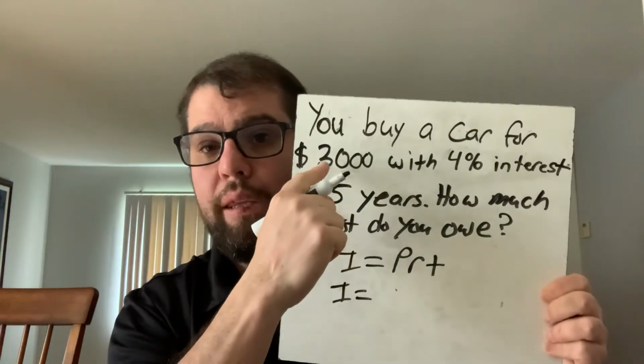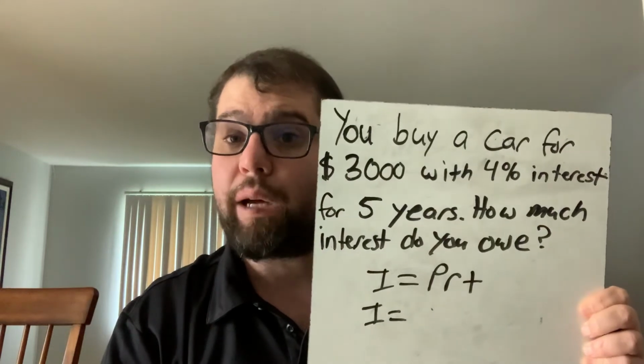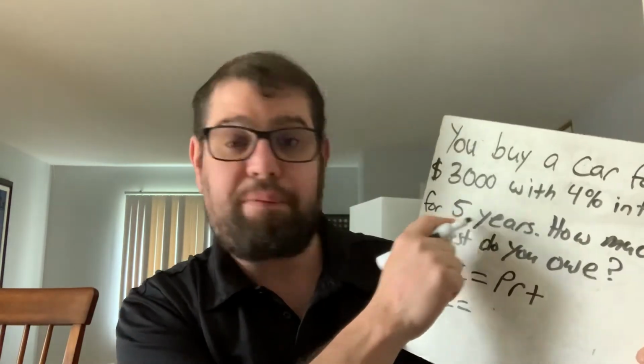So what do we always do? We write down the formula. I equals PRT, which means I equals P times R times T, as we learned in our video yesterday. How much was the car? $3,000. That's our principal. The interest rate was 4%, so I have to write that as a decimal, 0.04. And how many years? 5 years. So I'm going to write that as I equals 3,000 times 0.04, times 5.